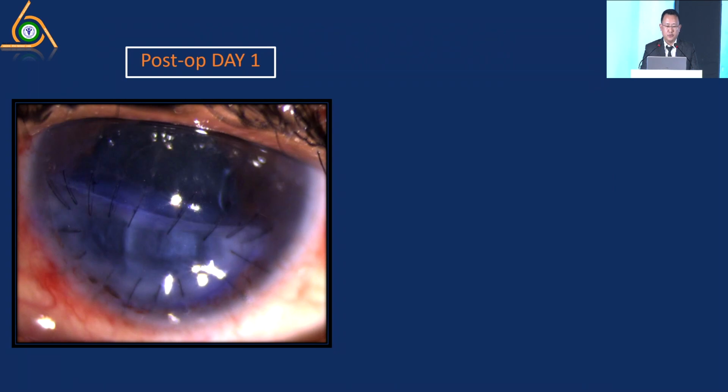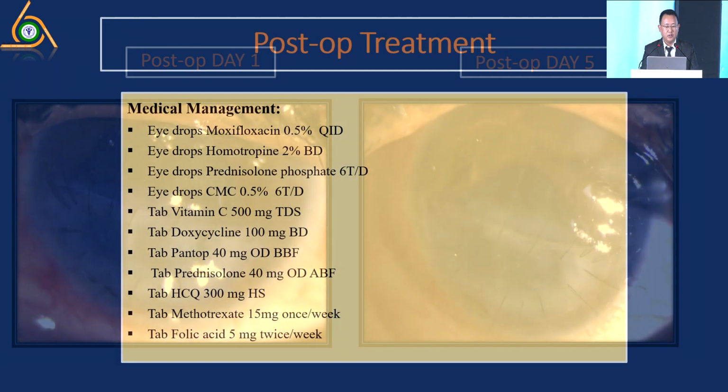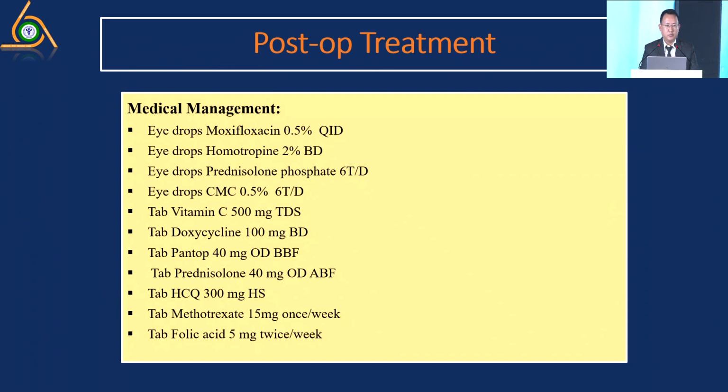So this is post-op day 1, and this is post-op day 5, which shows good corneal epithelium formation, and the donor cornea is relatively clear now. The treatment given was immunosuppression along with prednisolone tablets, and a further rheumatologist consultation has been done for this patient.